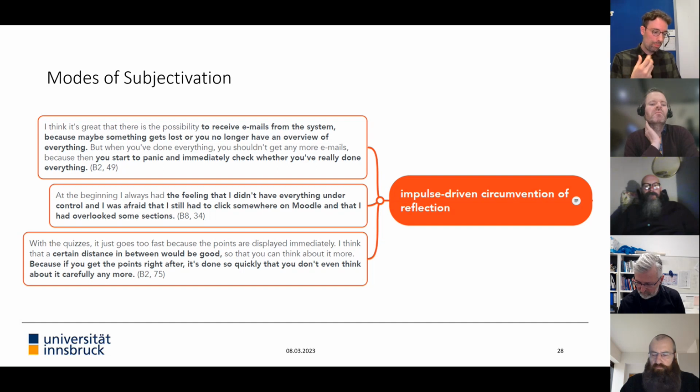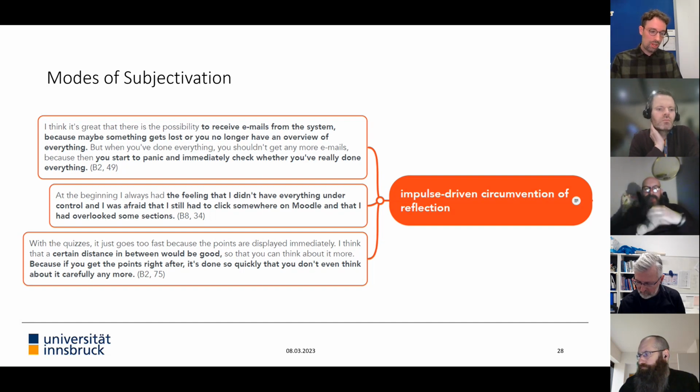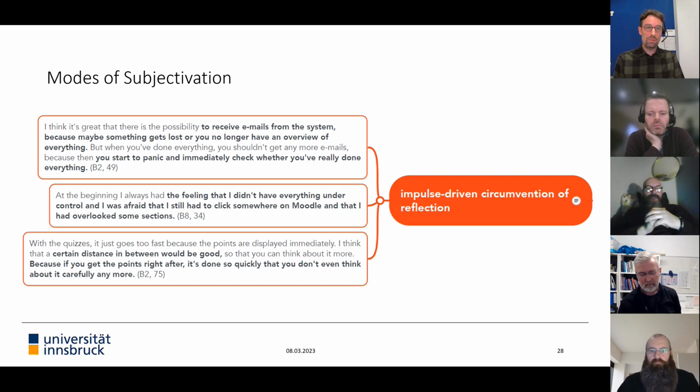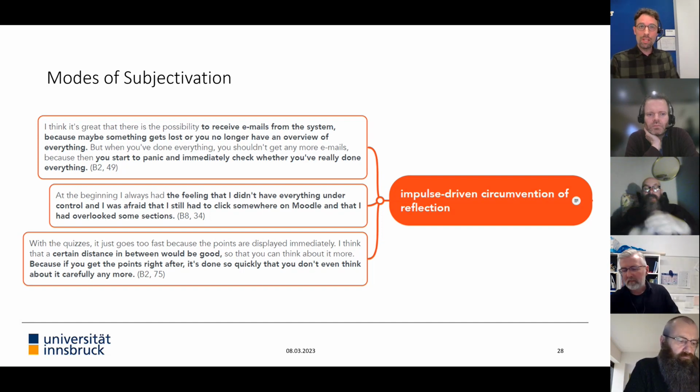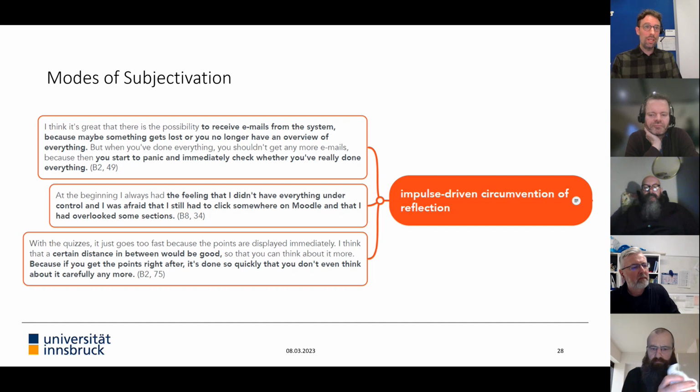For example, both persons support these automated notifications because they have the fear that otherwise they could miss something. So the first student says, yeah, to receive emails from the system is a great possibility because maybe something gets lost. You no longer have an overview of everything. You have seen this planner. There are really a lot of bubbles.